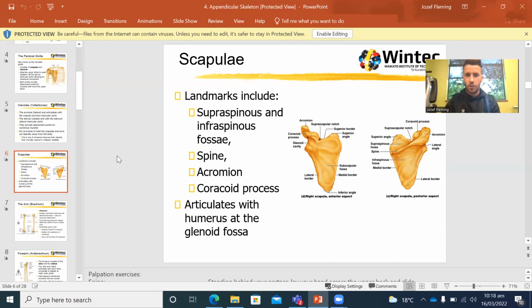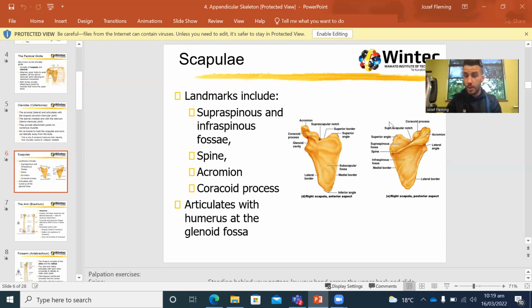With the anterior view, this is the outside, the acromion. We have the coracoid process, the glenoid cavity, the lateral border, and medial border. Again, lateral is on the outside, medial is on the inside. We have our inferior angle. At the top we have our superior angle. Through the middle, this big body is known as our subscapular fossa. We have our superior border and our suprascapular notch.